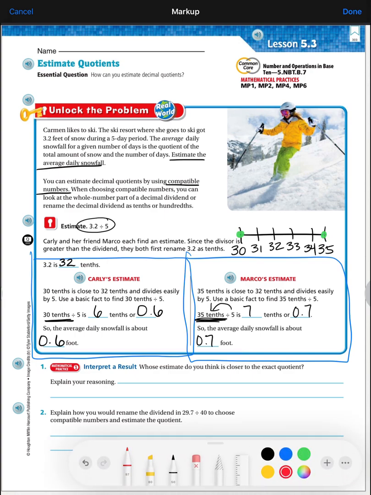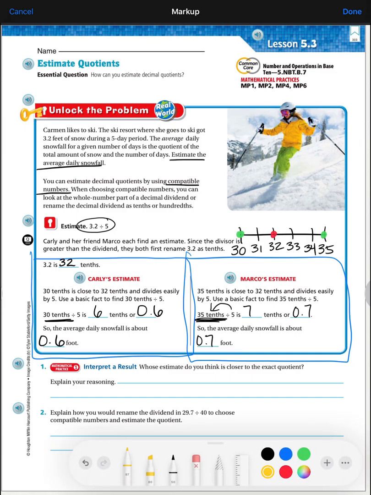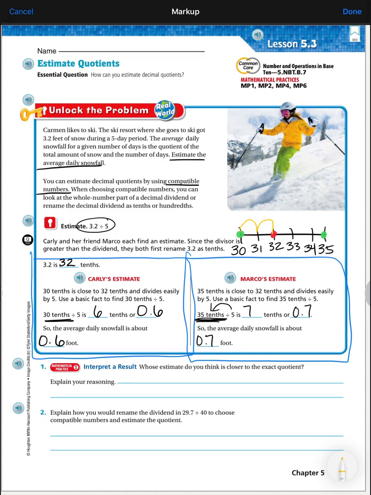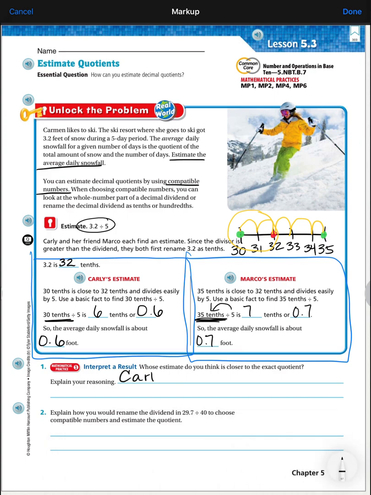The actual number was 32. So now I want to look and see who was closest. So Carly was only 2 jumps away. Marco was 1, 2, 3. So Carly was a little bit closer. So down here, I would say Carly because 30 is closer to 32. So the estimate 30 is closer to 32 than 35 is. Okay?